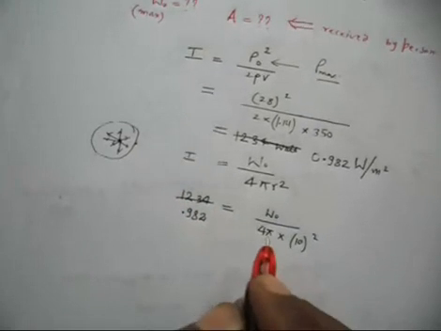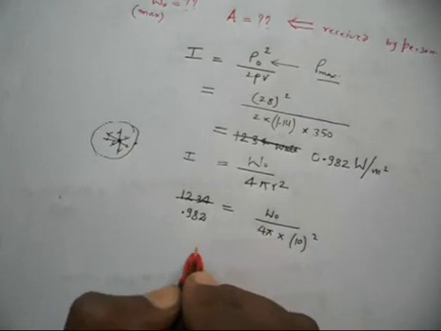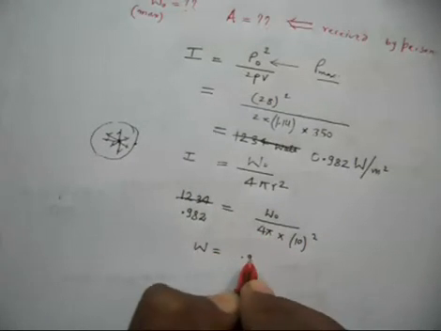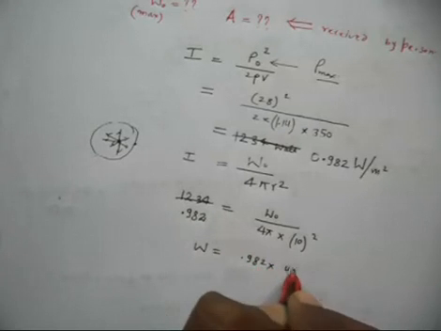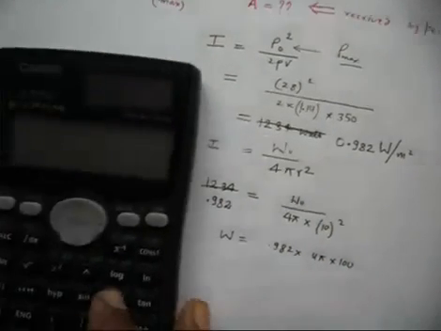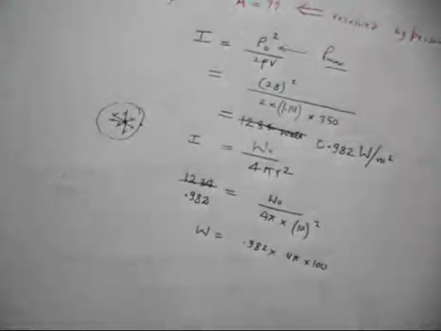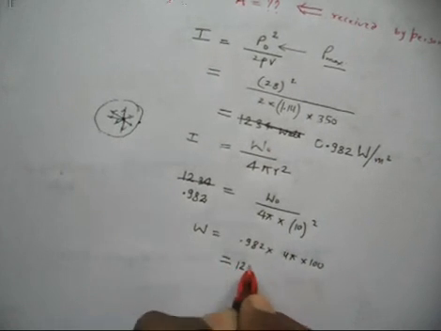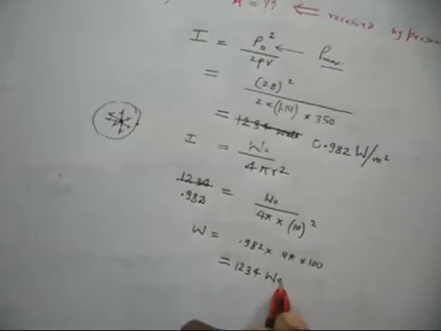Now if I solve this here, then I will get the watt, W, is equal to 0.982 into 4 pi into 100. Let me check using the calculator, because calculation is important. So 0.982 into 4 into pi into 100, and this value comes out to be 1234 watt. So this is the power of the source.